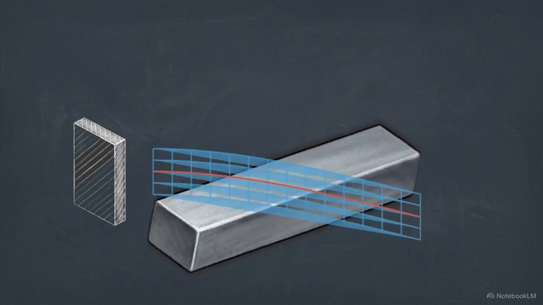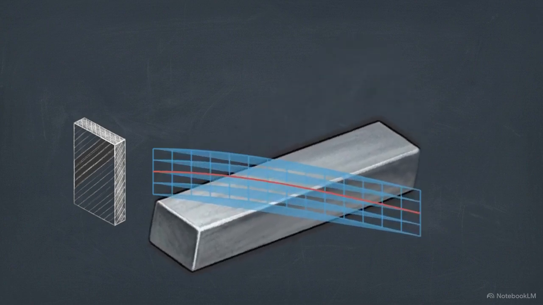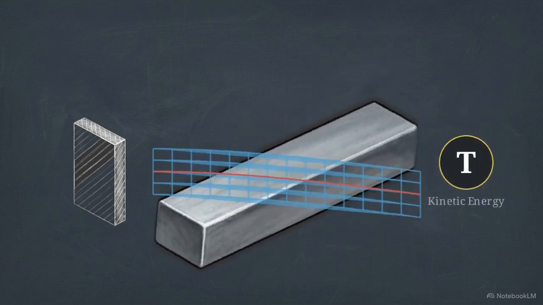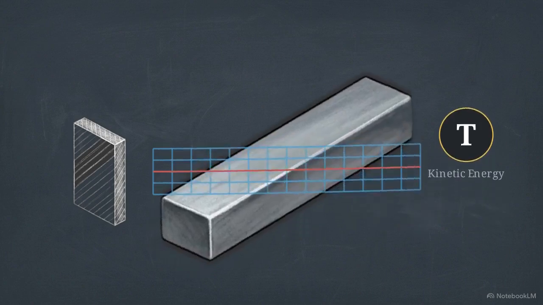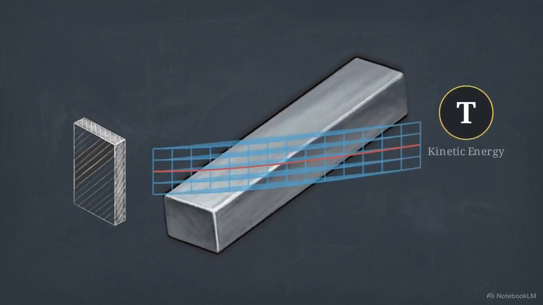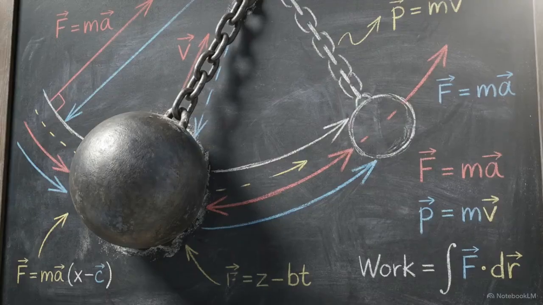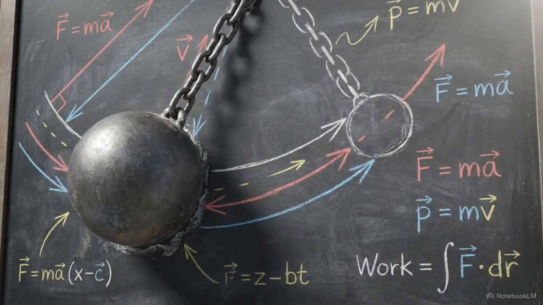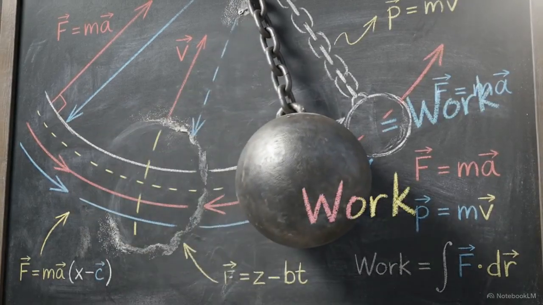The first component of our energy anatomy is kinetic energy, denoted by variable T. Kinetic energy is a direct reflection of the physical motion and the mass distribution of the system. In dynamic problems, this term allows the math to explicitly account for the structure's inertia as it oscillates.